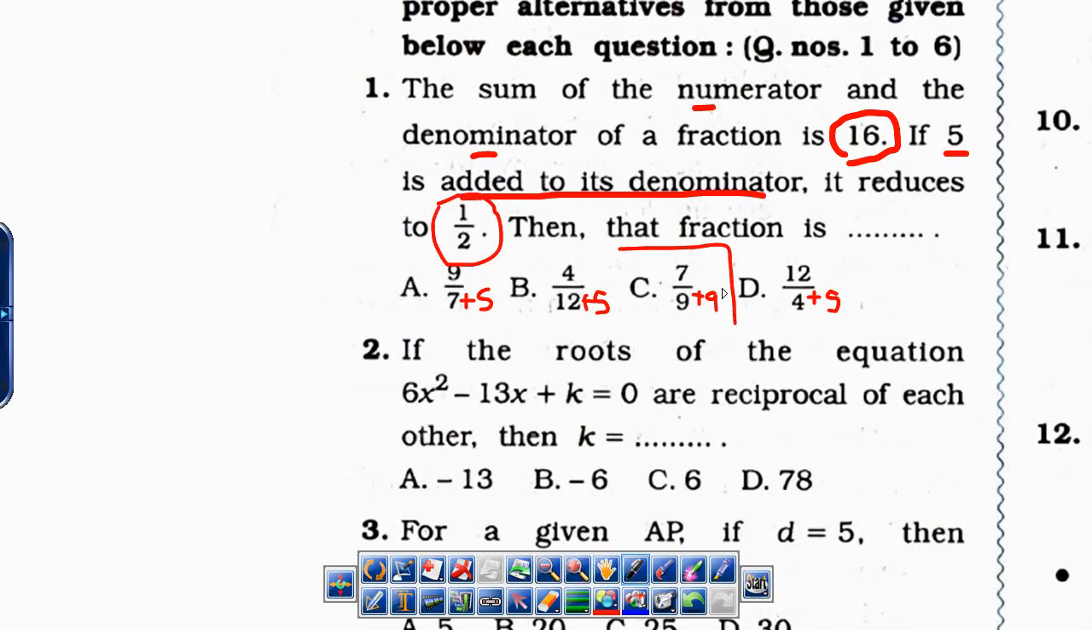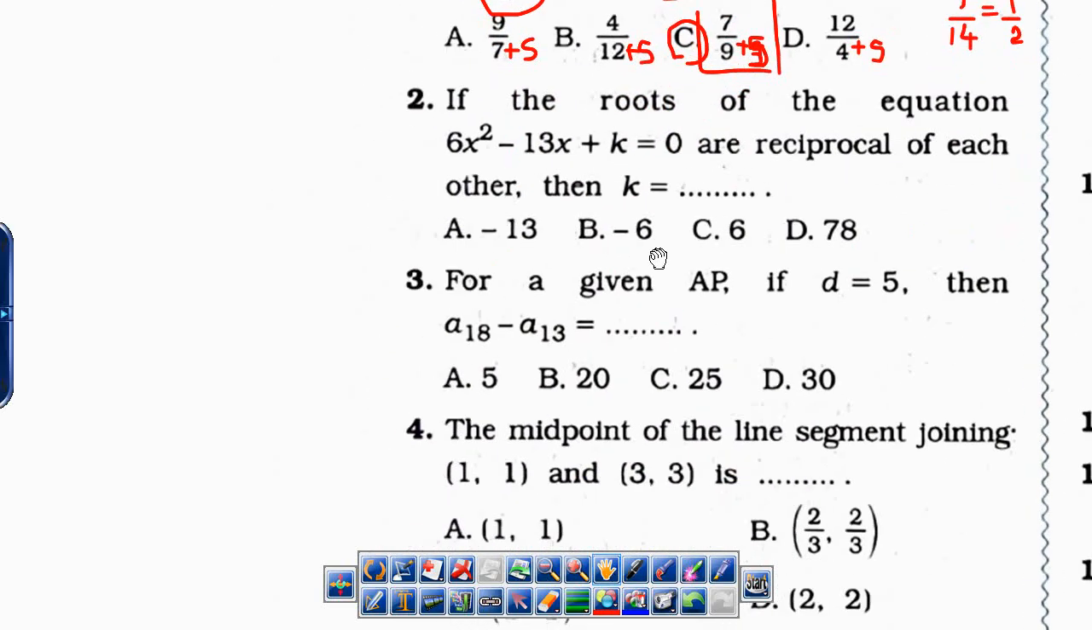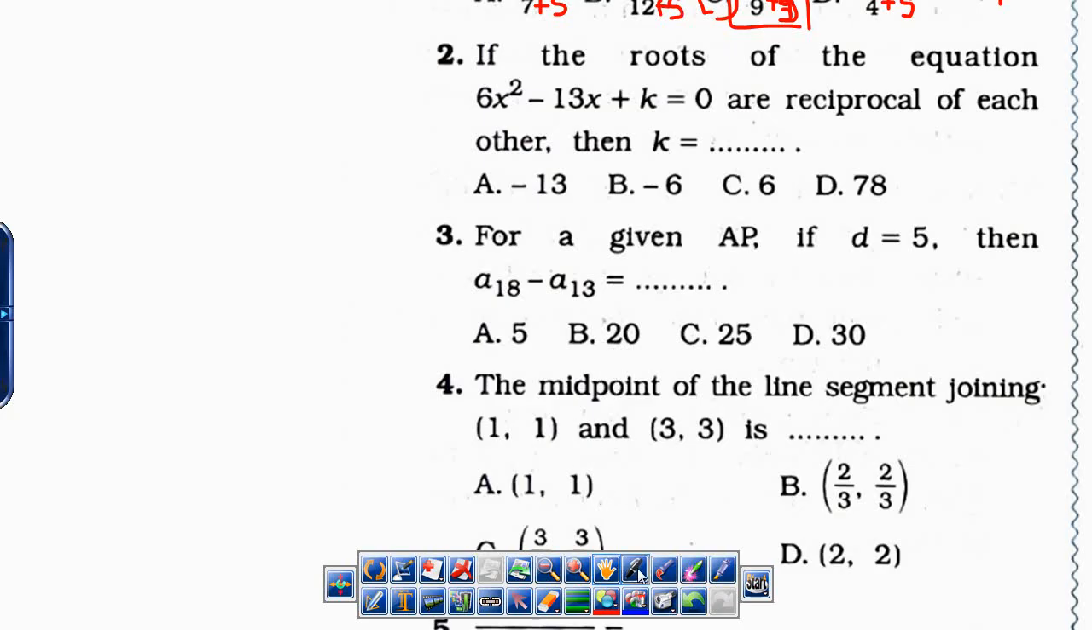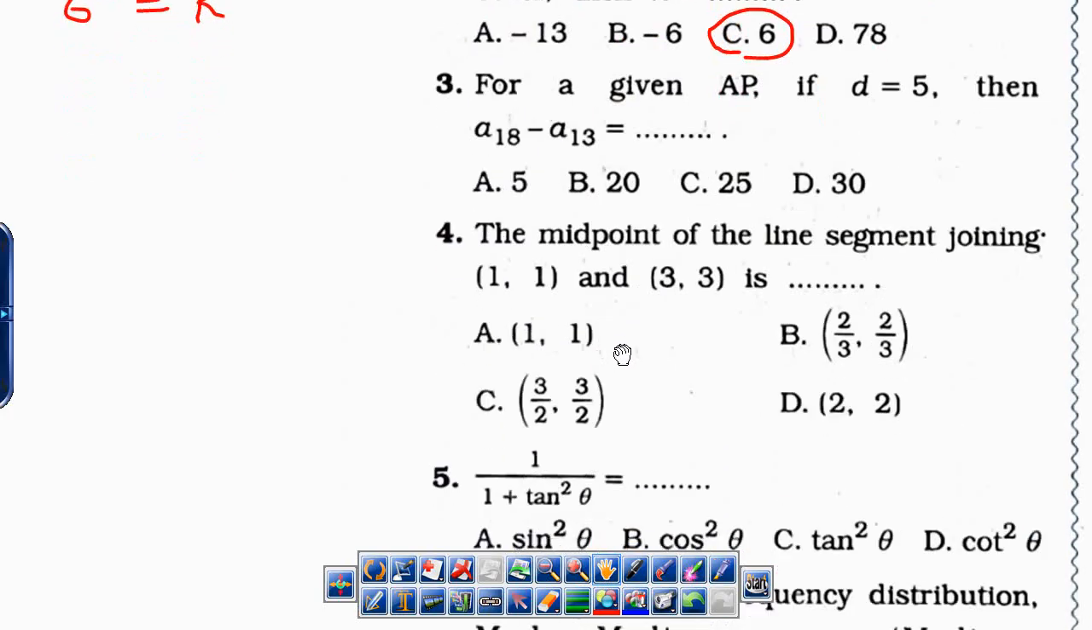Here 5 will come. C is the answer because 7 divided by 9 plus 5, which is 14, becomes 1 by 2. Answer C. If the roots of the equation so and so are reciprocal of each other, roots are reciprocal, by heart A is equal to C. A is 6, C is K, therefore K is equal to 6. Option C is the answer.